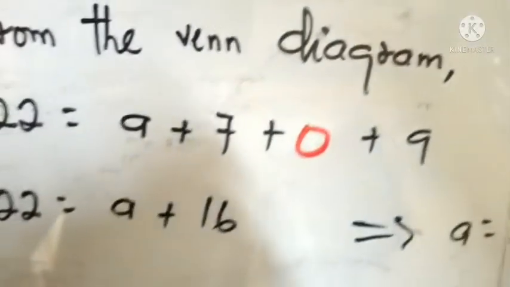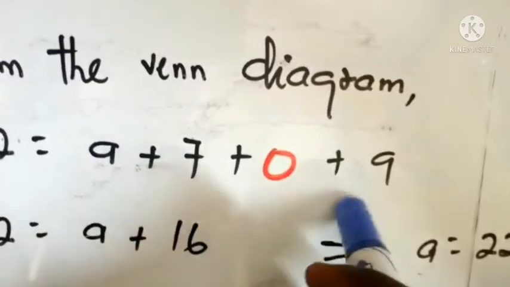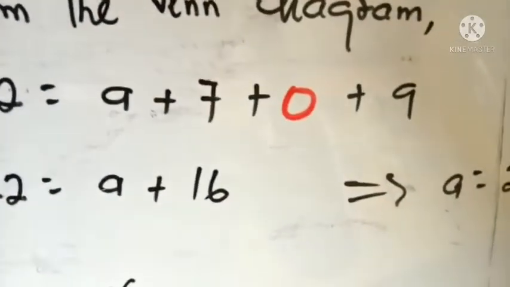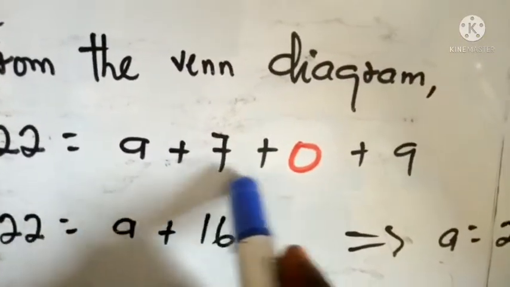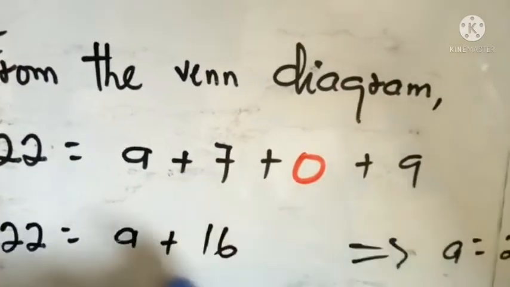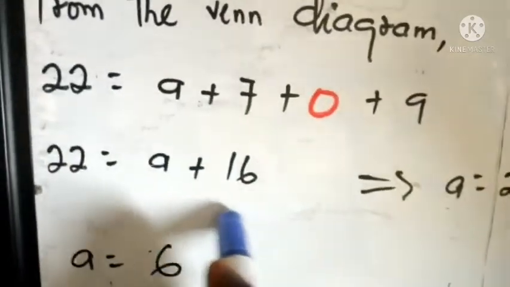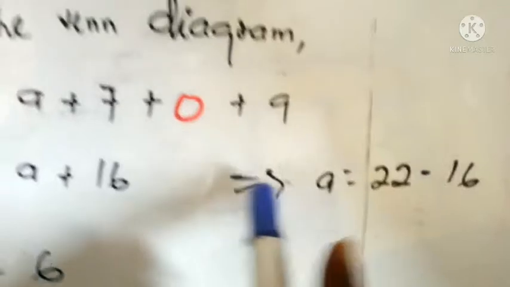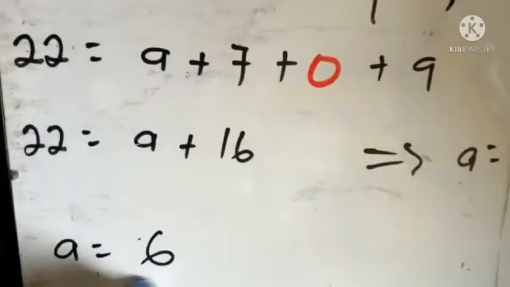So this is how I got 22 is equal to a plus 7 plus 0 plus 9, right? When you solve that, because we don't know the number of people in one room, but we know the number of people in 3 different rooms, that will help us find the missing one. So when you solve this, you should get a is equal to 6, right? You just need to sum up and then subtract. Okay, so a is equal to 6.